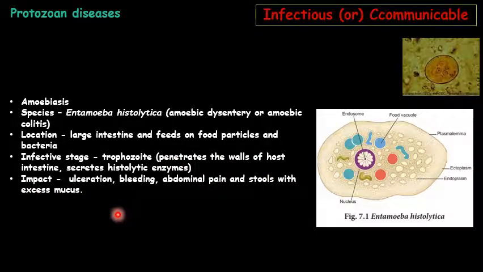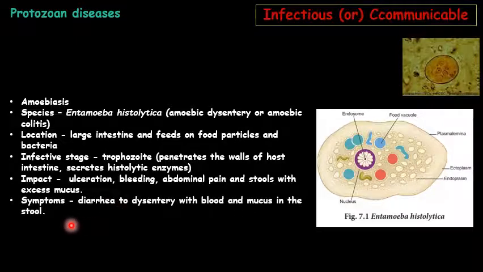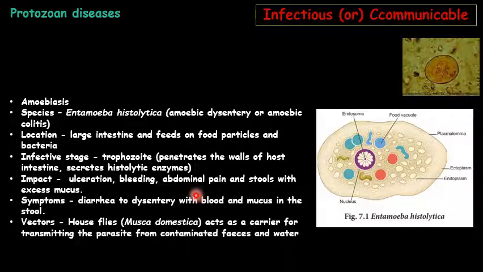the fecal matter released by the host or affected person will contain excess mucus. And what are the symptoms of this amoebiosis? The person affected by amoebiosis will have diarrhea within a week or within 2 or 3 days, and sometimes blood and mucus will be present in their fecal matter.